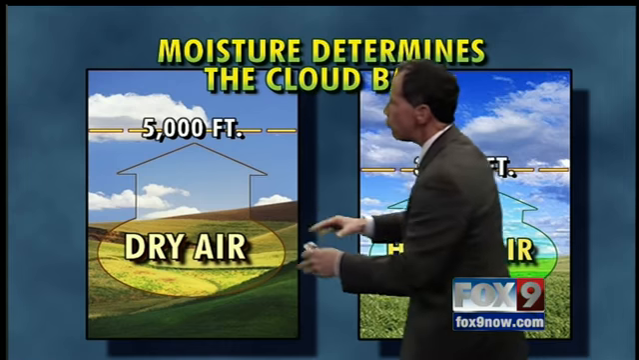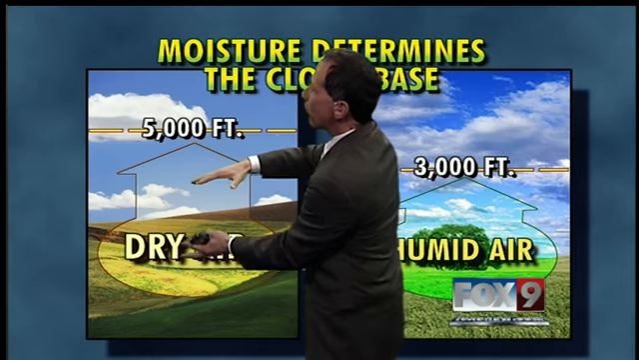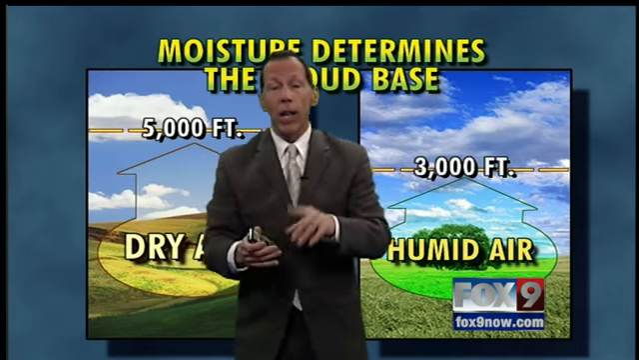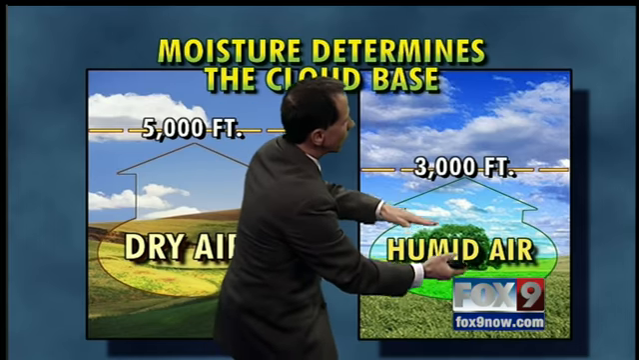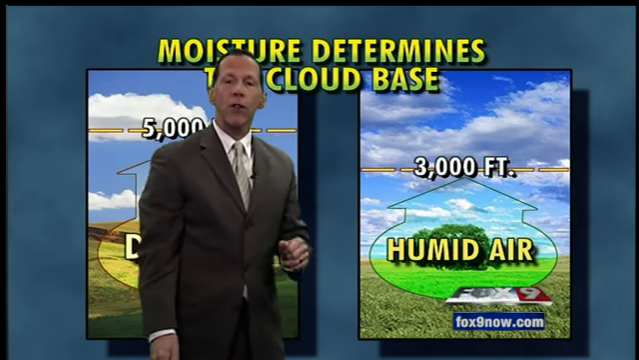So what will happen is if you have dry air, the base of the cloud is higher at 5,000 feet. The air has to go a long way before it will cool enough to form the cloud. When the air is more humid, it only has to lift a little bit further. It will cool enough to cause the cloud to form. So what happens is if you can get the air to rise, you'll get clouds. If it sinks, you won't have clouds.